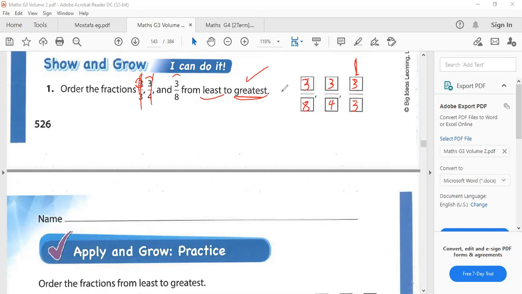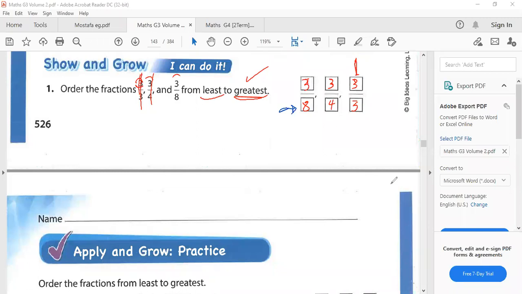Now we can summarize that easily. We said before, a greater denominator means a smaller fraction, and a smaller denominator means a greater fraction. The greatest denominator among the three fractions is 8. So 3 over 8 will be the least fraction, then 3 over 4, then 3 over 3. Okay? Thank you, Ahmad. Well done.